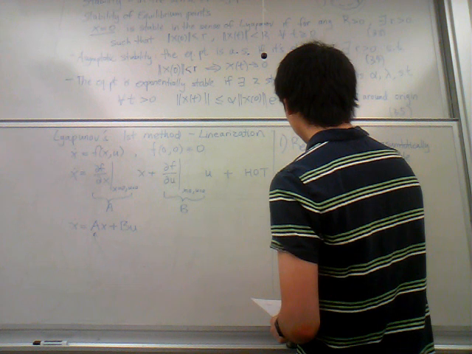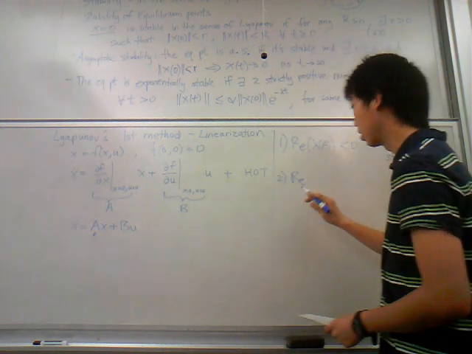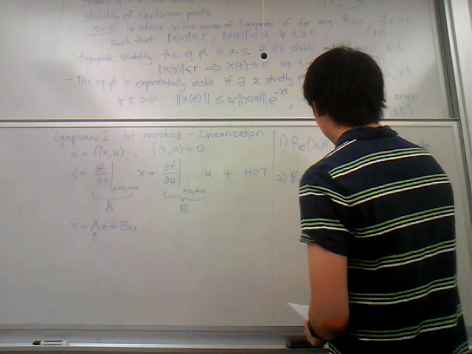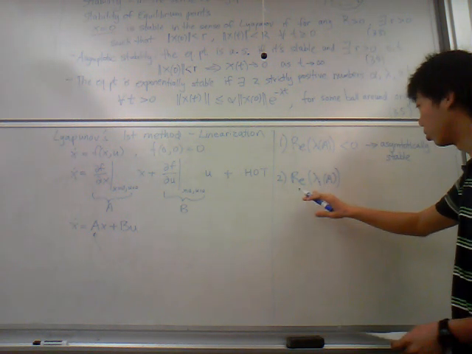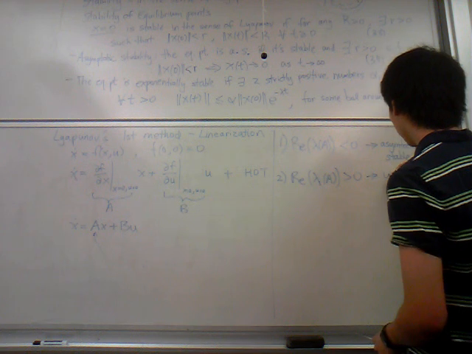If we have any eigenvalue such that the real part of that eigenvalue is greater than 0, then the equilibrium point is unstable.